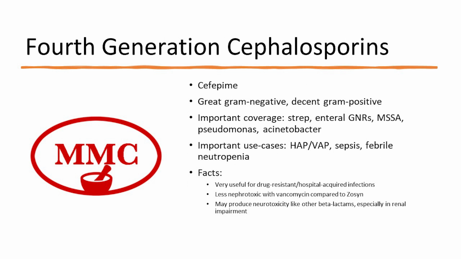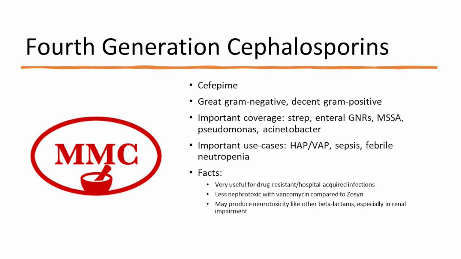Your fourth generation cephalosporins, that would include cefepime only. They have great gram-negative coverage. Gram-positive coverage is somewhat decent. They're kind of mixed. And then in terms of important antibacterial coverage, you have strep, enteral GNRs, MSSA, Pseudomonas, and Acinetobacter, which makes it very, very viable for hospital-acquired pneumonia and ventilator-acquired pneumonia. And then you also could use it for sepsis and febrile neutropenia.